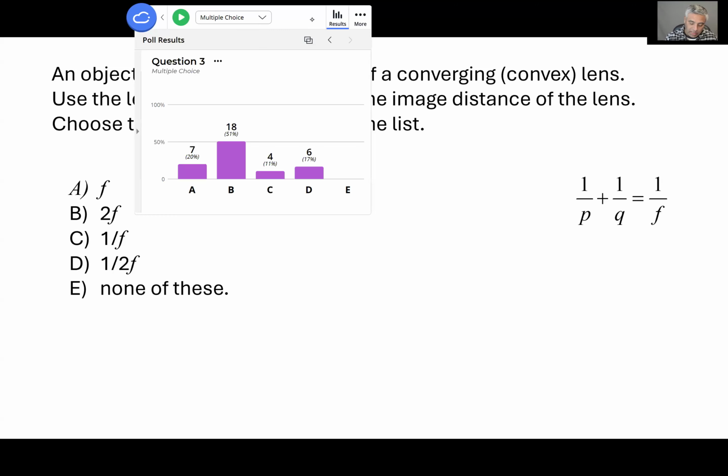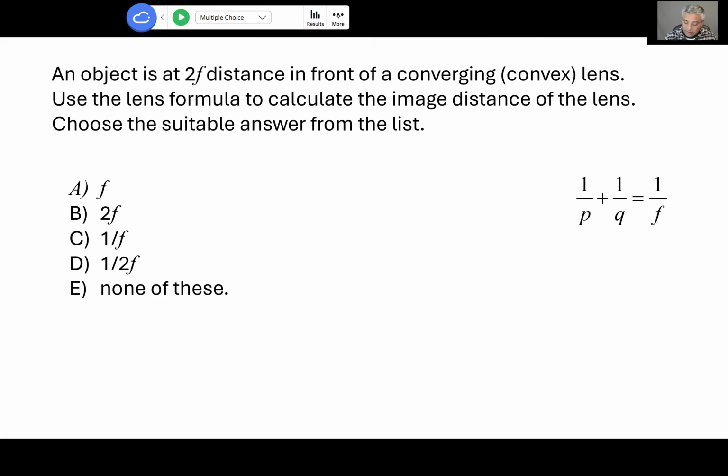Okay, let's see what we got here. We have varieties, but a bit more for the B. So I don't know the answer. So how do we do it? Object is at 2f distance, so object distance is denoted by P. It is given in terms of focal length. For example, if focal length is 10 centimeter, then object is at 2 times, that means at 20 centimeter. So that's what that means.